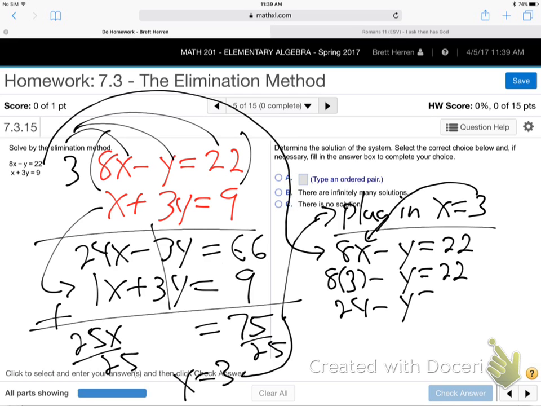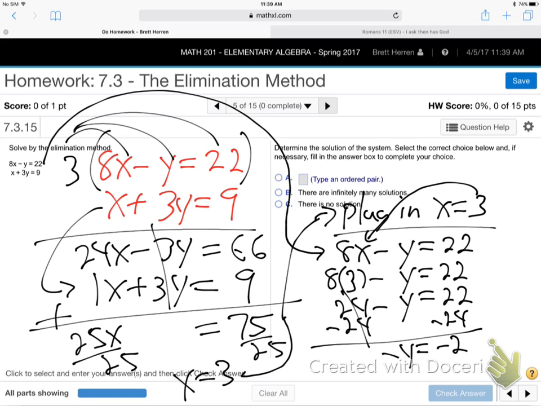24 minus y is 22. So I plugged into the first equation. Would have been better to plug into the second. That would have been easier. But this will be fine. The answer is always the same. It's just harder to get there sometimes. But it's the same exact answer. Math is always the truth. So minus 24 from both sides. Minus y is minus 2.